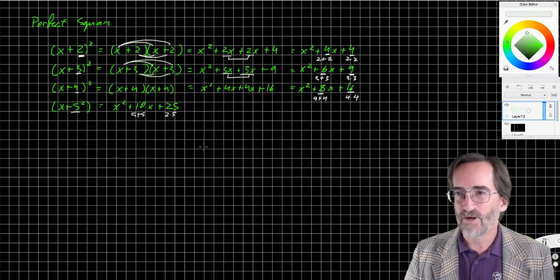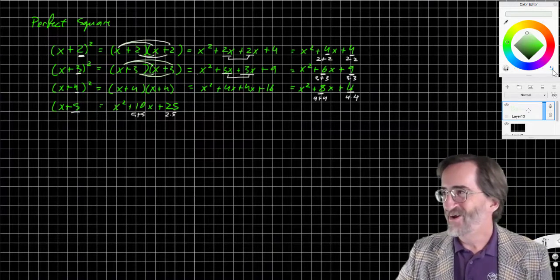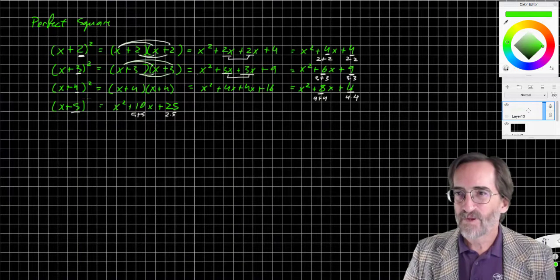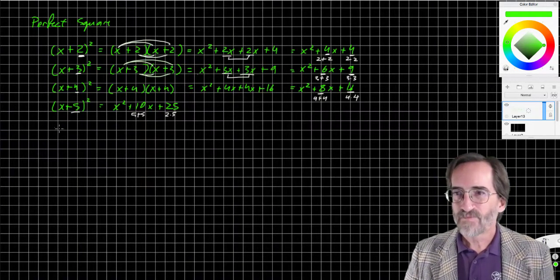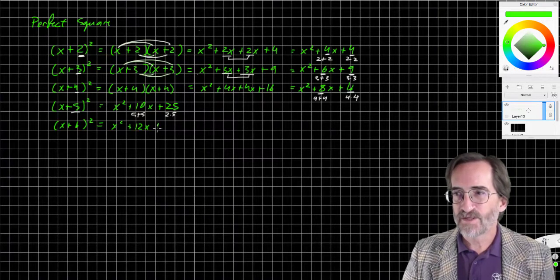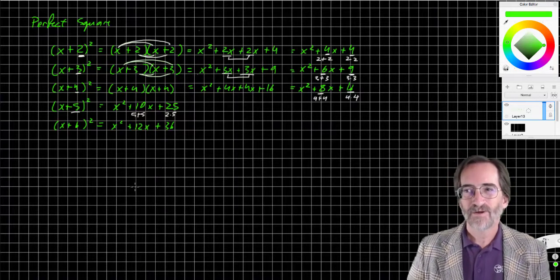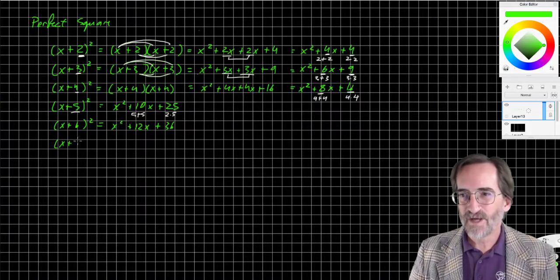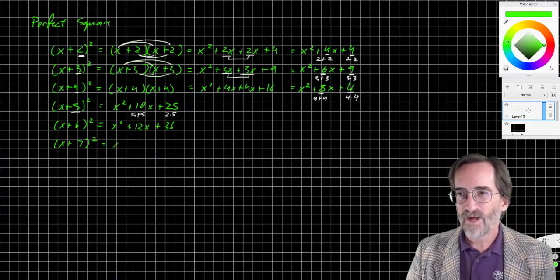And I got the 5 from here. Okay, let's try a few more here. So here we go. Let's do x plus 6, quantity squared. It's x squared plus, what is 6 plus 6? 12x. And what is 6 times 6? 36. Okay? x plus 7 squared. x squared plus, what is 7 plus 7? 14. What is 7 times 7? 49. You see how quick that is?